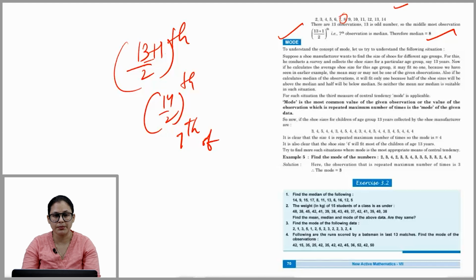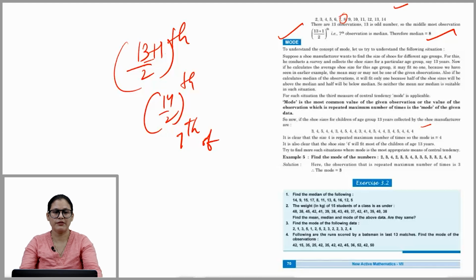So neither the mean nor the median is suitable in such a situation. For such a situation, the third measure of central tendency, mode, is applicable. Mode is the most common value of the given observations, or the value of the observation which is repeated the maximum number of times is the mode of the given data. Now suppose the shoe sizes for children of age 13 years collected by the shoe manufacturer are these. Now it is clear that size 4 is repeated the maximum number of times, so the mode is 4. It is also clear that shoe size 4 will fit most of the children of age 13. So try to find more such situations where mode is the most appropriate measure of central tendency.